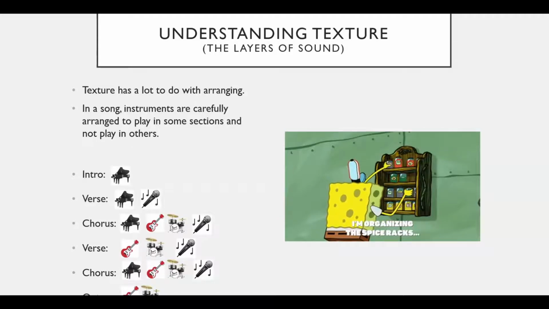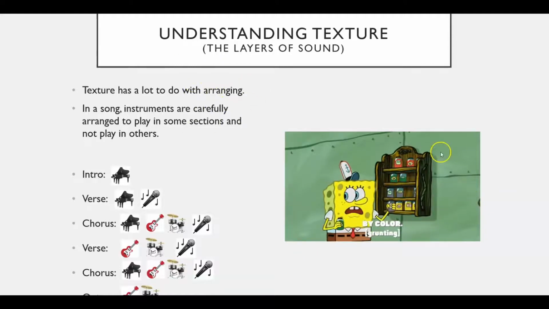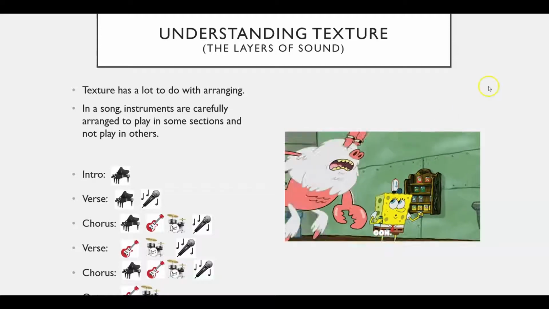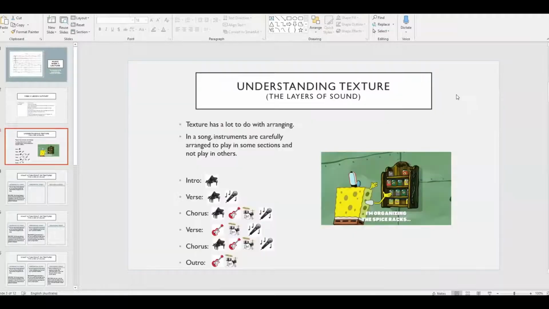So this week, we're going to talk a little bit about this word arranging, and that's just why I have that picture of SpongeBob there. He's just arranging some spices in a particular order, and that's kind of what we do with texture. When someone's written a song, they write lots of melodies and chords, and they give them to different instruments, and they arrange them in a certain order.